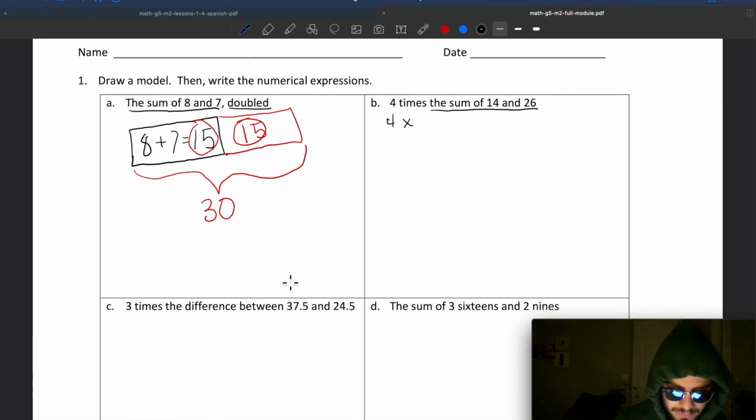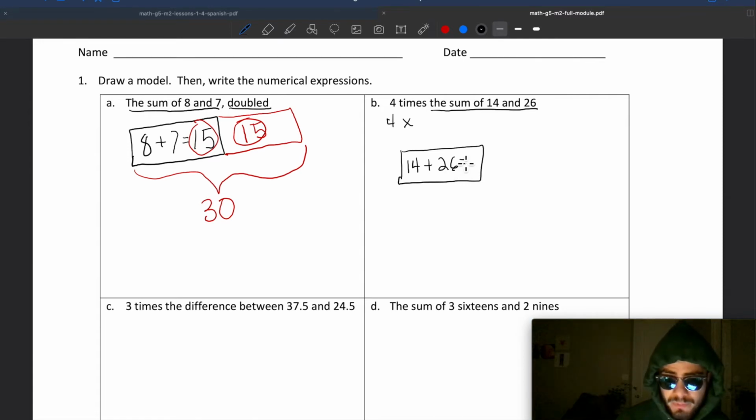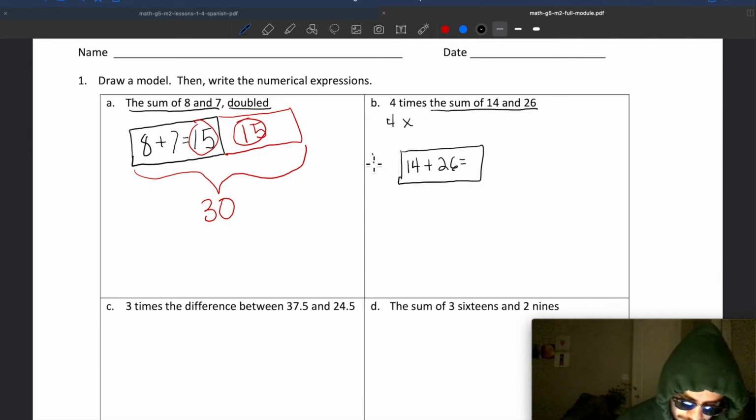I'm going to use a tape diagram again. Check it out. So here is my tape diagram. And I'm going to have 14 plus 26. Now I can do this in my head, but if you can't do it in your head, then use your paper. Actually, why not? 14, 26, take the sum. You're gonna get a 0 there, carry the 1, and you get a 4. So you get 40.